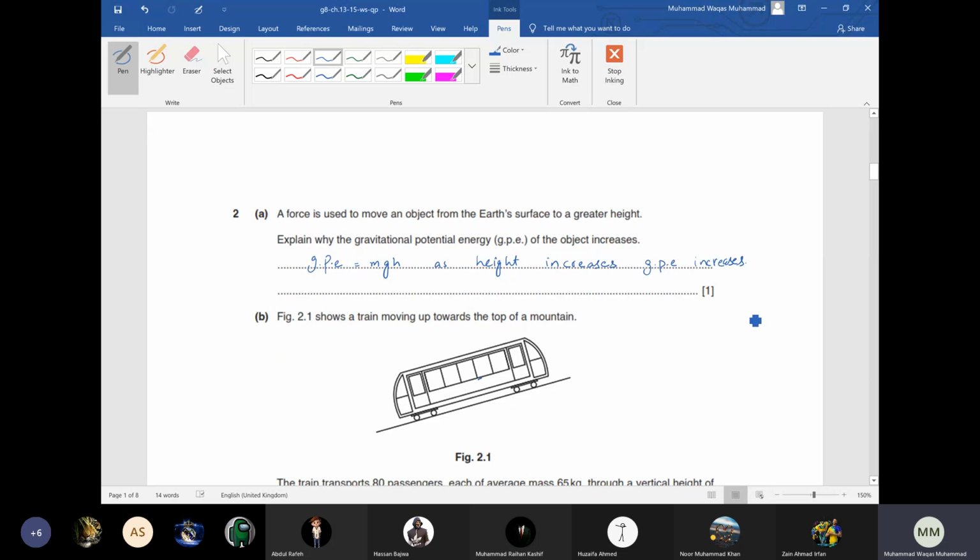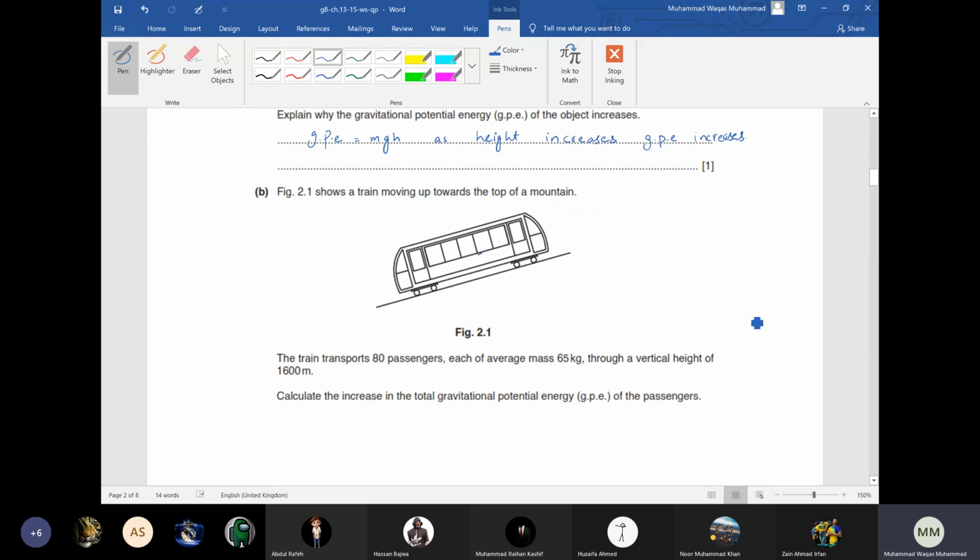Okay, next. The figure shows a train moving up towards the top of the mountain. The train transports 80 passengers, each of average mass 65 kilogram, to a vertical height of 1600 meter. Calculate the increase in gravitational potential energy, GPE, of the passengers. Okay, many students made a mistake here. They did not take into account that there are 80 passengers, right?